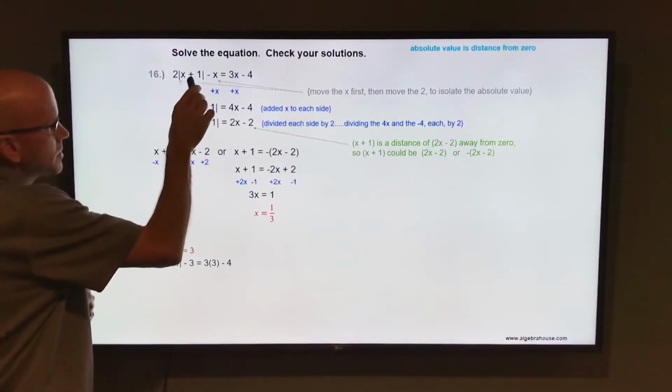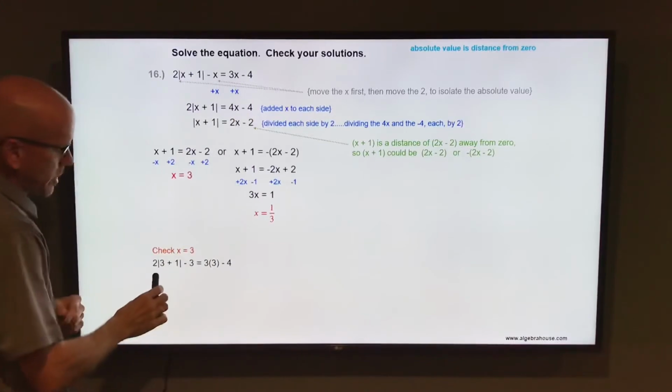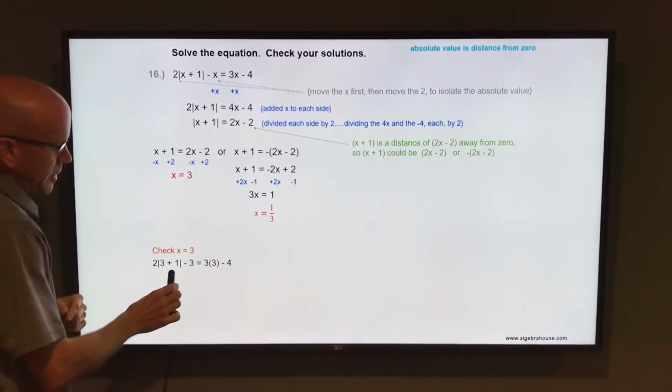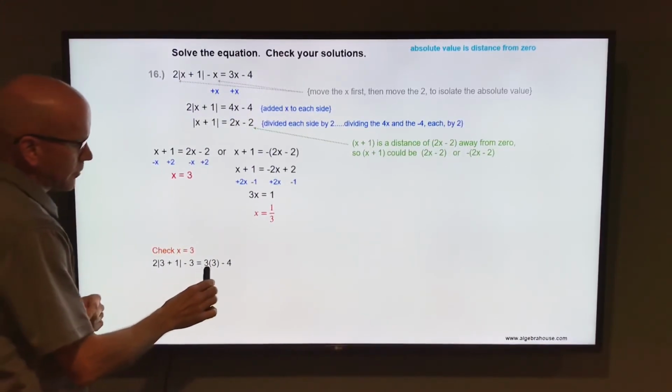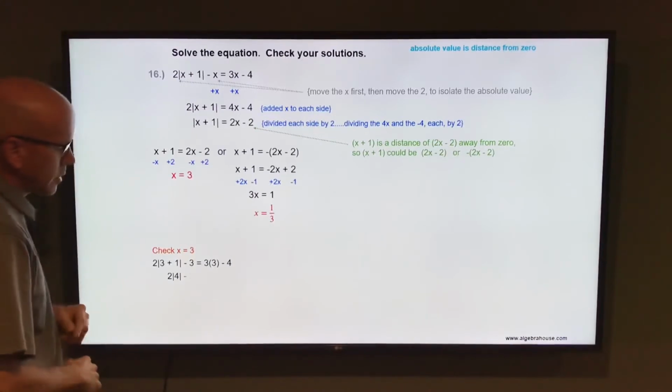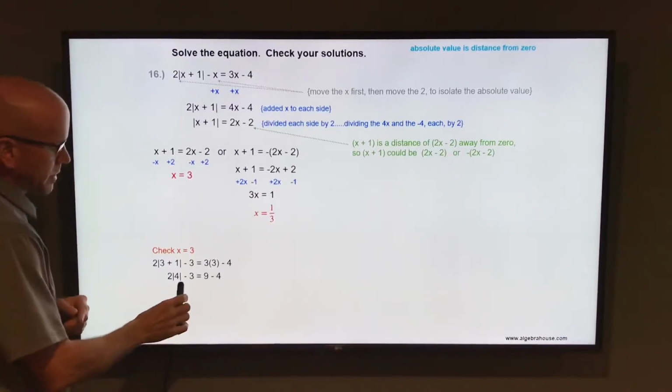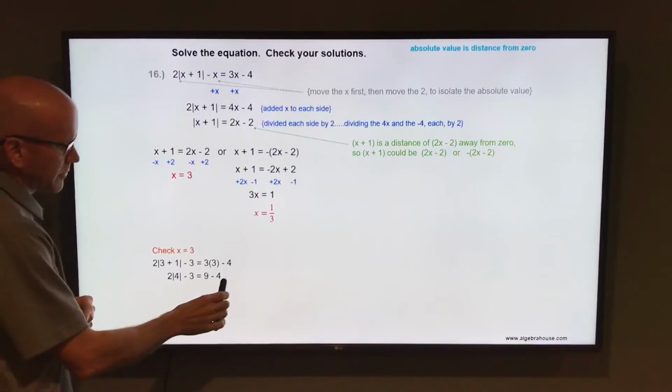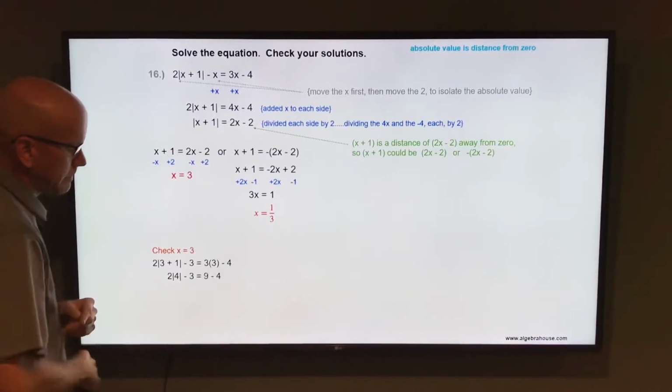If you replace each x in that original equation with a 3, we have 2 times the absolute value of 3 plus 1 minus 3 equals 3 times 3 minus 4. And working through that, we get 2 times the absolute value of 4 minus 3 equals 9 minus 4. On the right, 3 times 3 is 9.